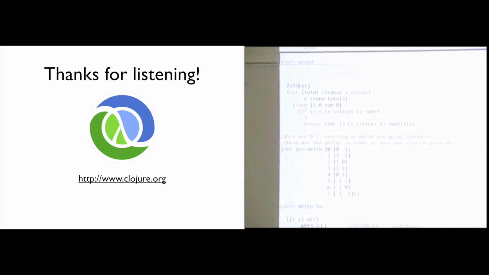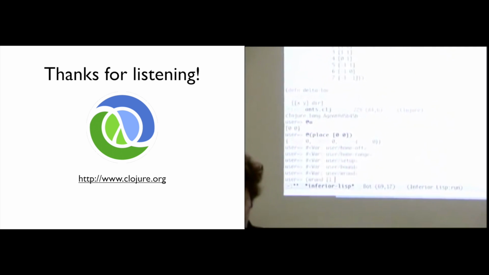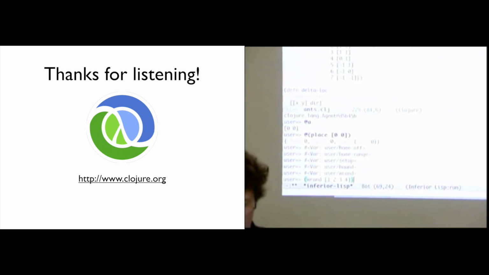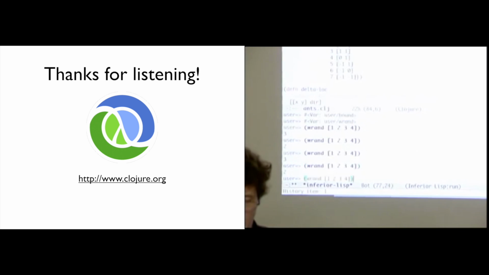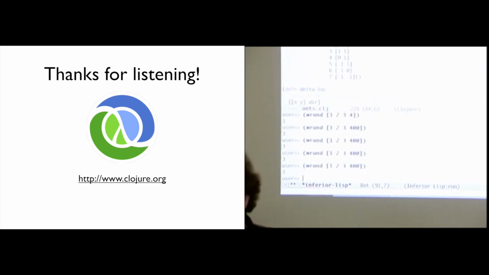But it takes, what do we say? It takes a vector. So if we said 1, 2, 3, 4, and this is going to return the index, I can keep trying this, and I should get higher numbers more often because they have bigger probabilities. Now if I change this to a really high number, I'm almost always going to get 3, right? So that's working.